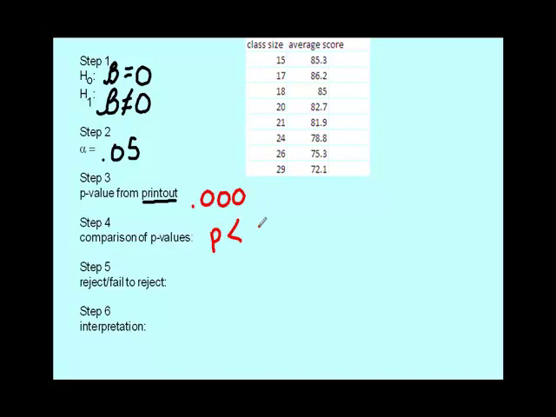Is p less than alpha? P was 0.000. Is that less than 0.05? Yes, it is. We will then reject the null. The null, again, is incorrect. We are correct, and there is a significant relationship between class size and score. Class size helps predict score.